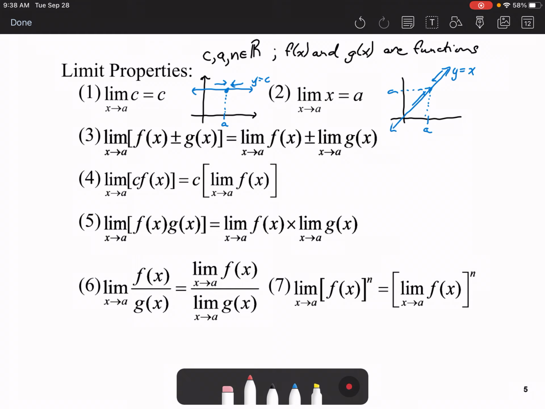So limit property number 3, you can actually join up a linear and a constant function into one just by using addition or subtraction. You can even multiply your function by a constant. You can even take two functions and multiply them, and you get the same limit. You can even divide them and get the same limit. Or you can even apply it to an exponent and get the same limit. So what this leads us to is another hidden limit property. We're going to call it number 8, which is called direct substitution.